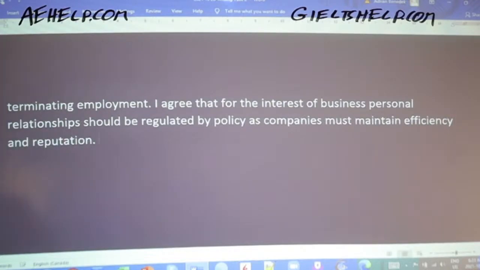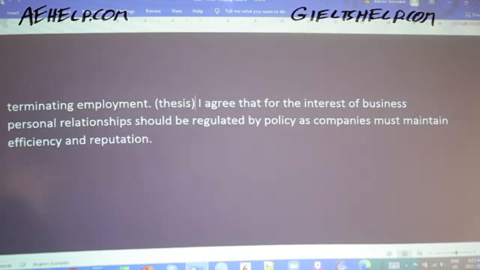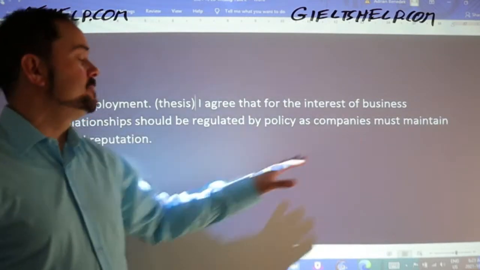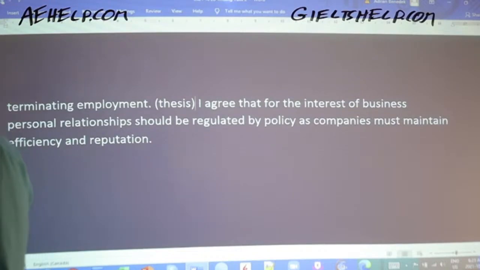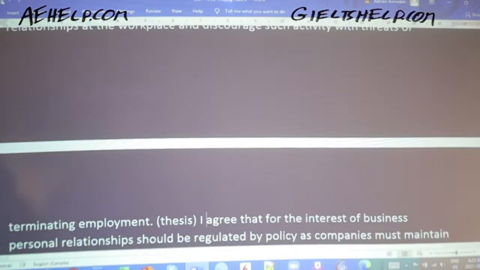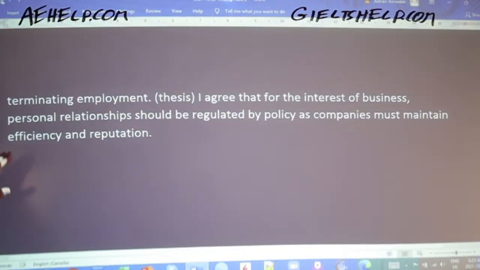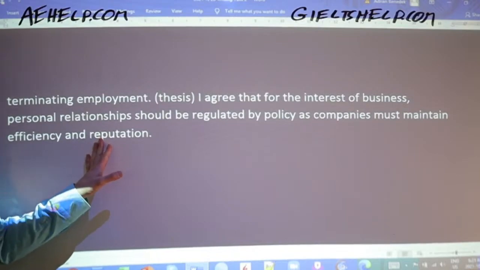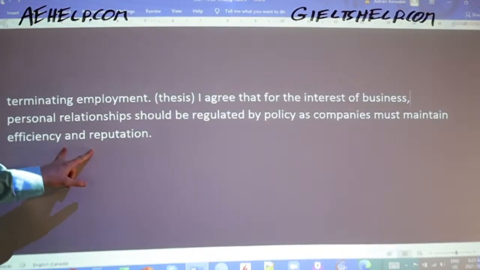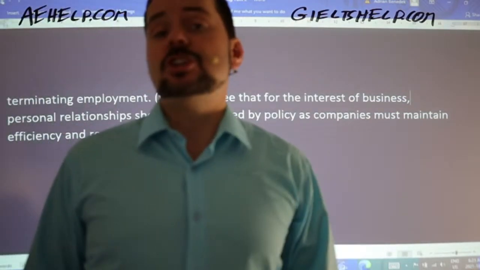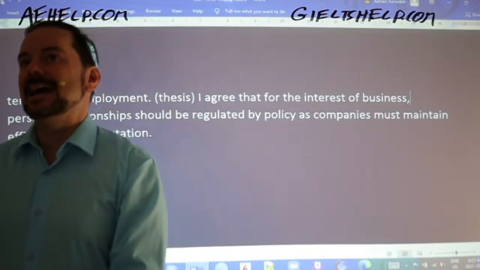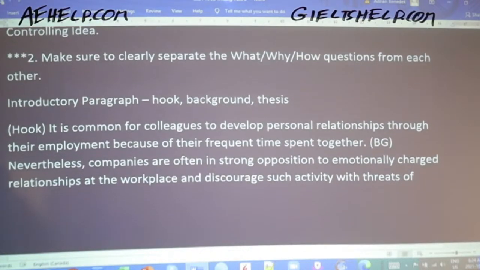All right. So here is my thesis statement. I agree that for the interest of business, personal relationships should be regulated by policy as companies must maintain efficiency and reputation. Okay. So clearly we can see that my essay is going to focus on the agreement with such policies for having efficiency and the agreement of such policies for maintaining reputation. These 2 points are now also coming from my planning and from visualizing that situation with the lawyers, with the doctors that some of you mentioned at the hospital. Okay, so good. I think everybody's got the idea now.